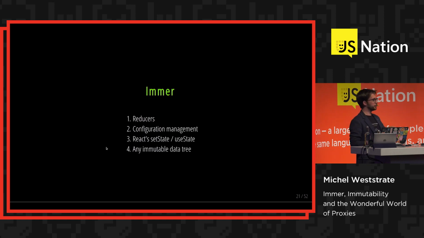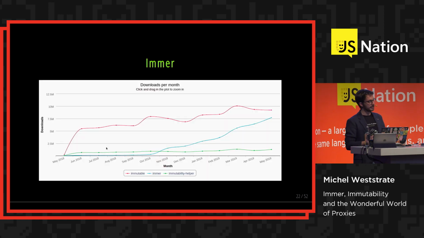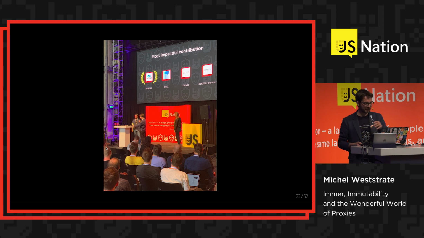There are many applications, not just reducers, but also updating complex configurations. You can use it with React setState or useState. Basically, anything where you have to deal with an immutable data tree, you can apply this mechanism. And we see that it's gotten quite popular over the last half year. If this trend continues, it will soon be more popular than immutable.js. In fact, recently there was even a conference where it got awarded. So that must have been a really awesome conference.